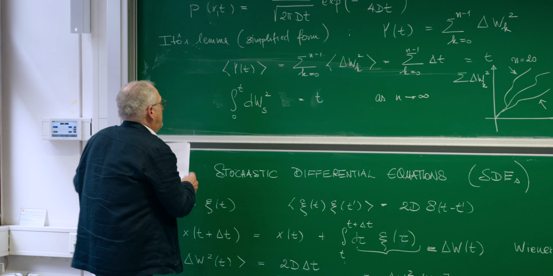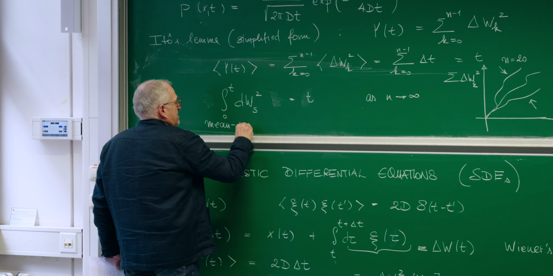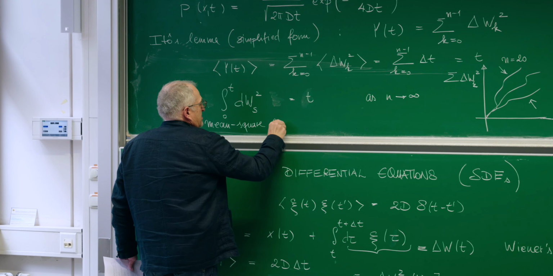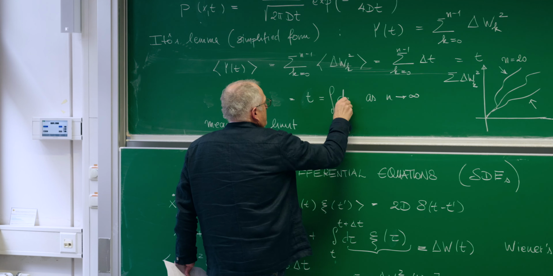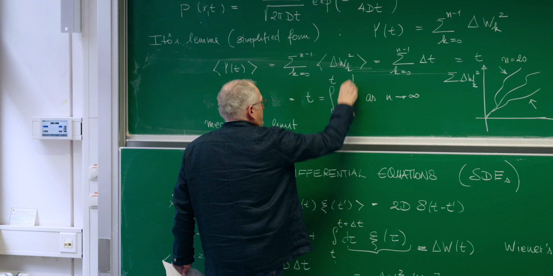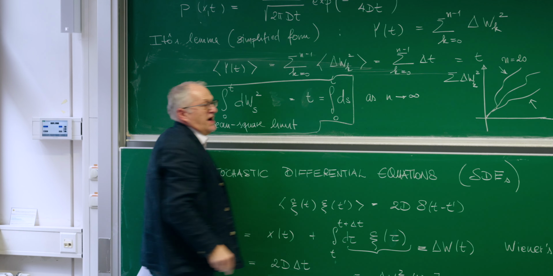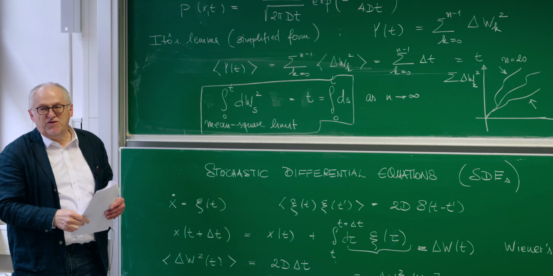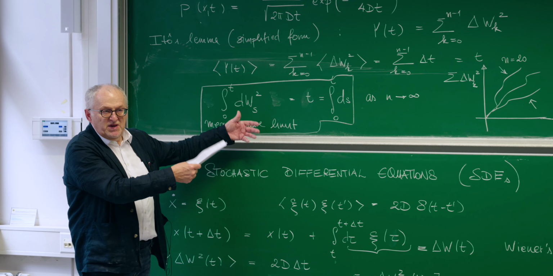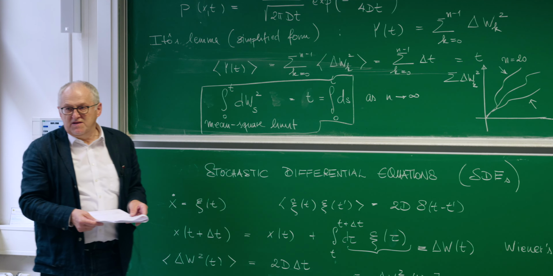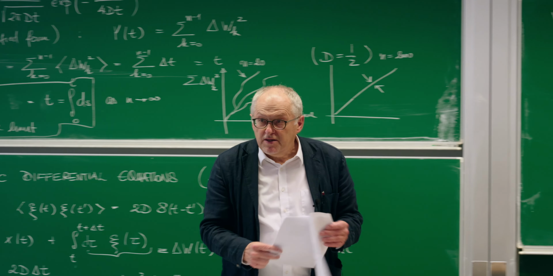This is the mean square limit, and this means this is the integral of ds from 0 to t. And that is my simplified version of Ito's lemma. So it's a deterministic result in the mean square limit for a stochastic integral. Questions?